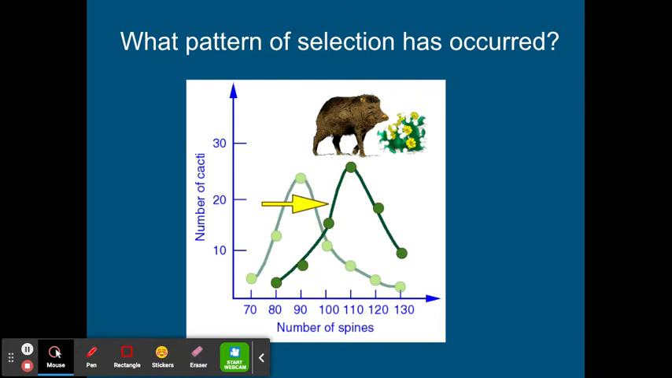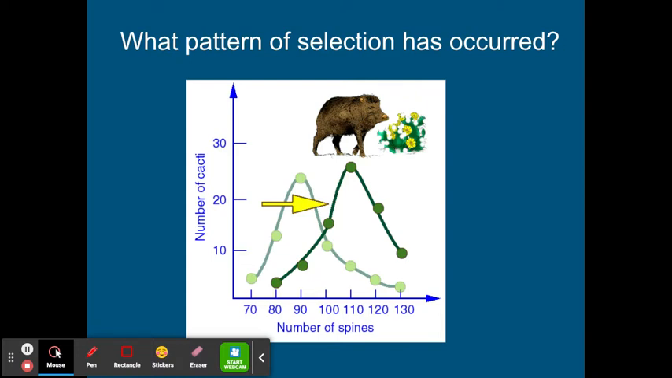So the trait that's being favored here is more spines because it limits predation. So what type of natural selection would this be? It would be directional selection because we are favoring one extreme. So we're going one direction here.